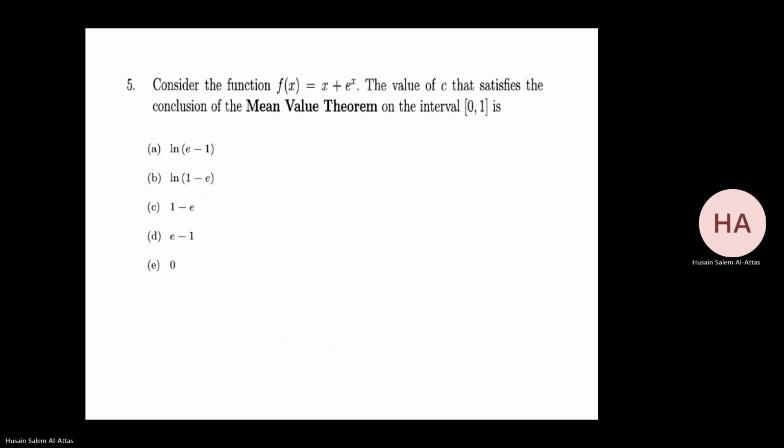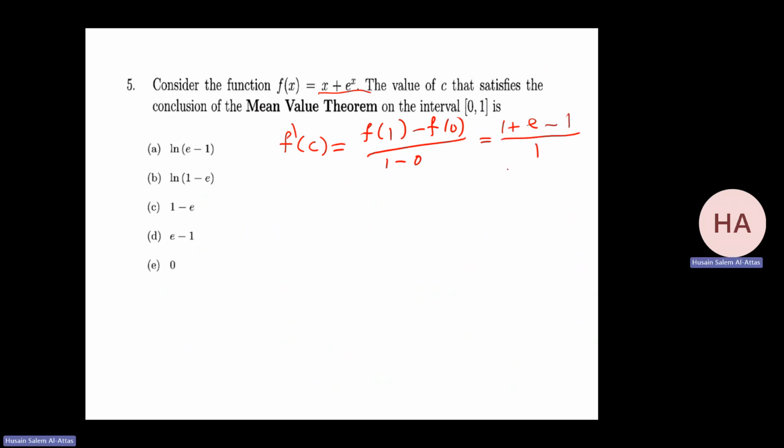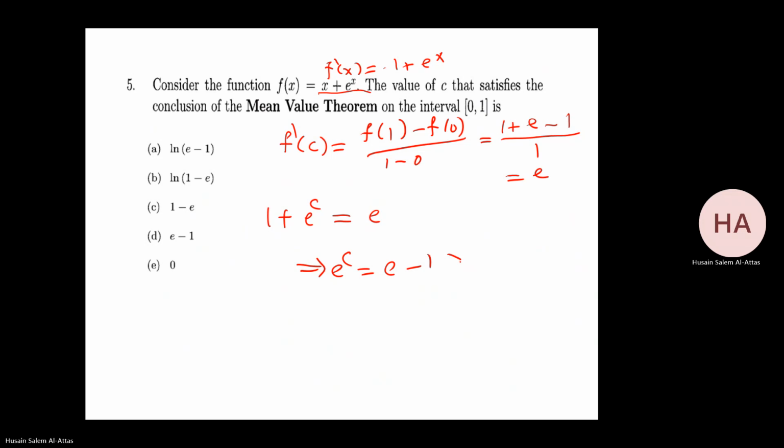Okay. Consider this function. The value of c satisfying this, the same as these conditions are satisfied. So I have f prime at c equal f of 1 minus f of 0 over 1 minus 0. F of 1 is 1 plus e. F of 0 will be 0 plus 1 minus 1 over 1. So that will be e. And what is f prime of x? It's 1 plus e to the power x. So I have 1 plus e to the c equal e. So that means e to the c equals e minus 1, which is positive.